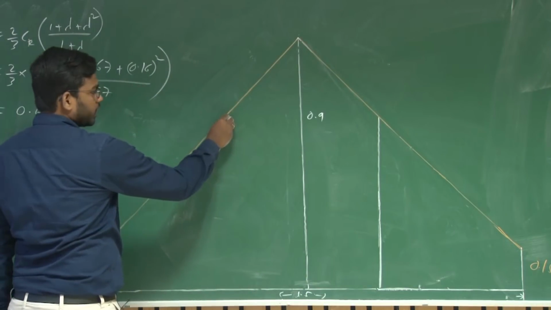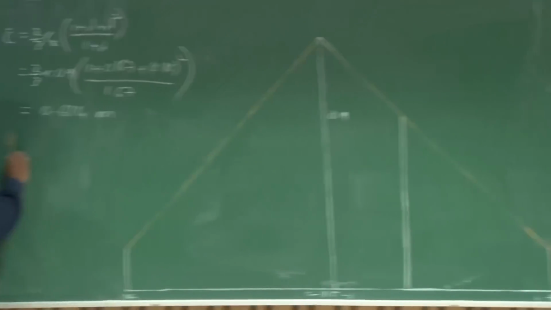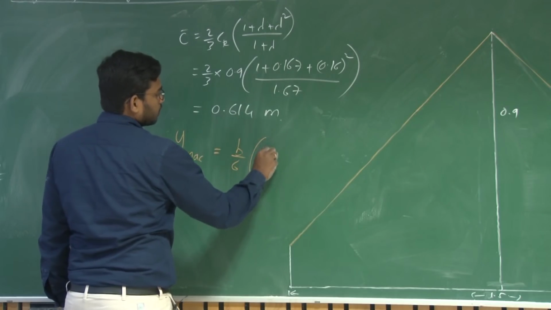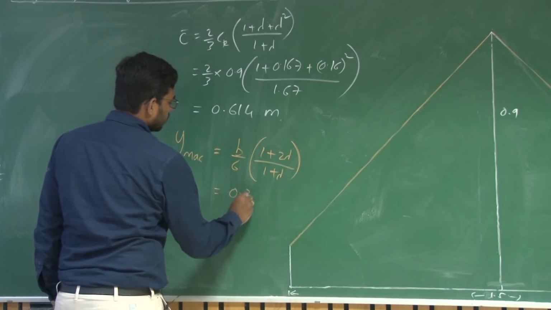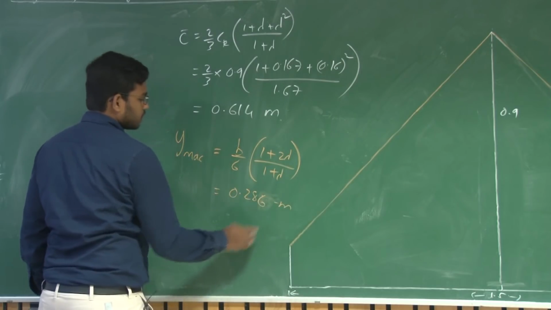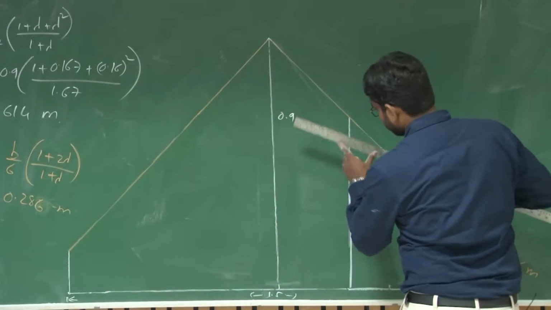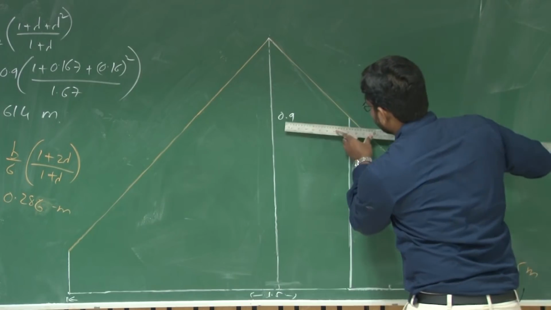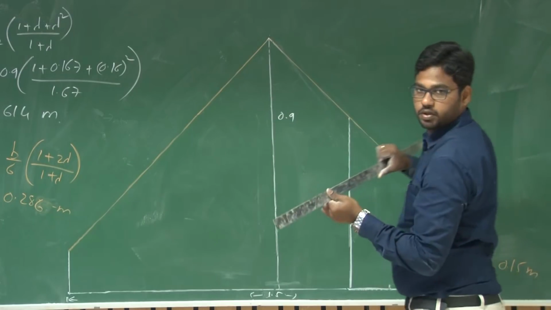Similarly, you will have a mean aerodynamic chord on this side. What should be the location of that? Y of the mean aerodynamic chord equals B by 6, which is 0.2857 meters, or 0.286 meters, that is 28.6 centimeters. This is full scale, so it should be almost equal to the same. See, it is approximately 28 centimeters from here.